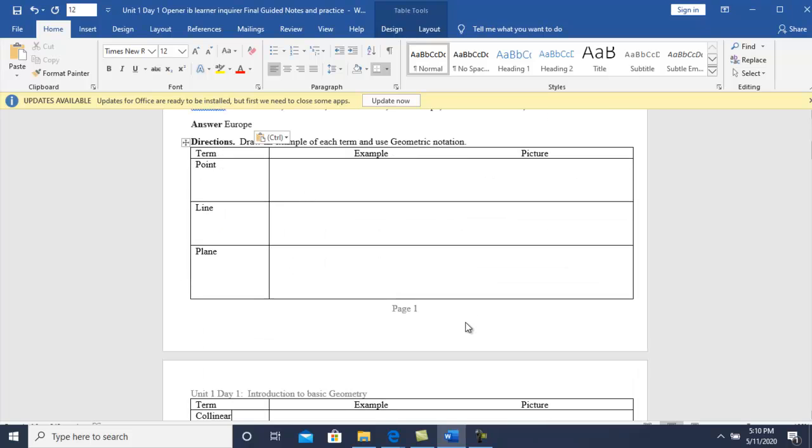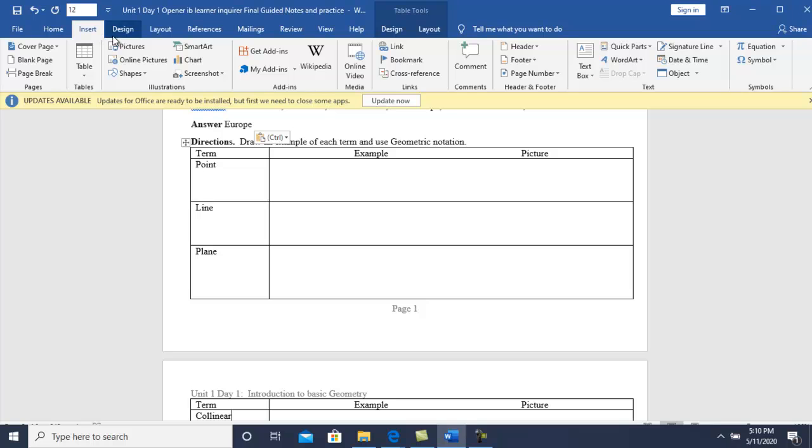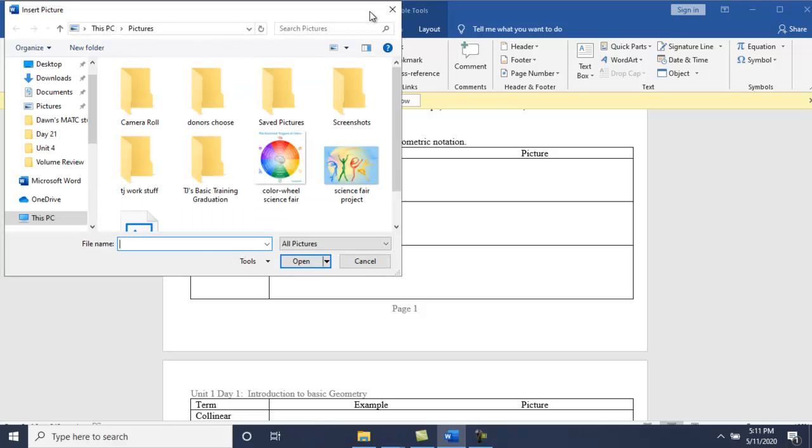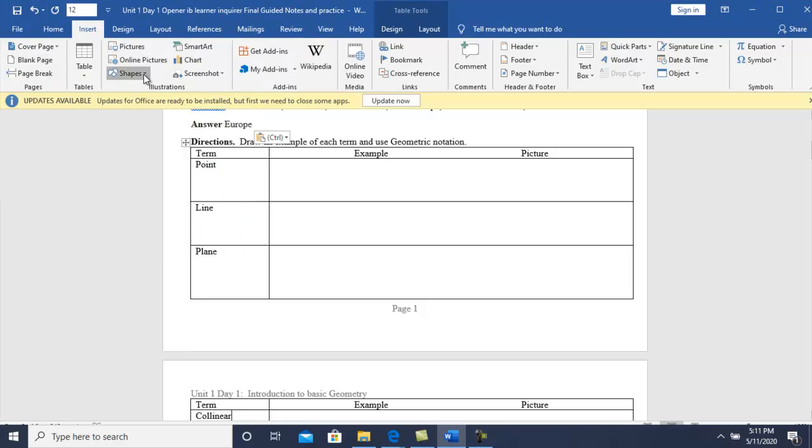which is, draw an example of each term and use geometry notation. So when we talk about a point, okay, so again using the computer, we're going to insert a picture here, and the picture we're going to insert is a point. And if you think of a point, all you're going to be drawing there is just a dot.